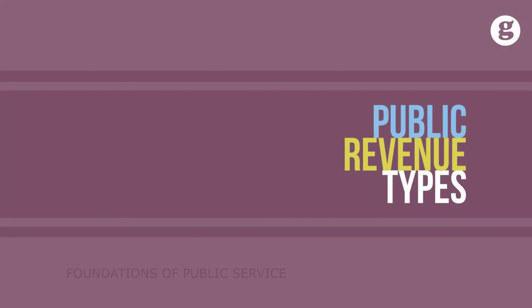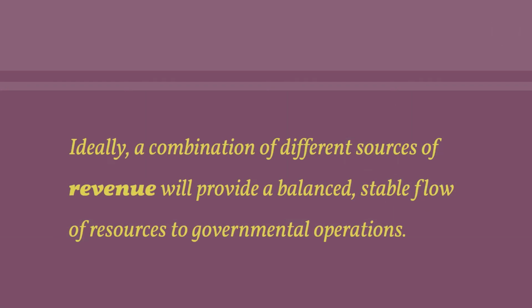A variety of revenue sources contribute to the government budgeting process. Ideally, a combination of several different sources of revenue will provide a balanced, stable flow of resources to support government operations.